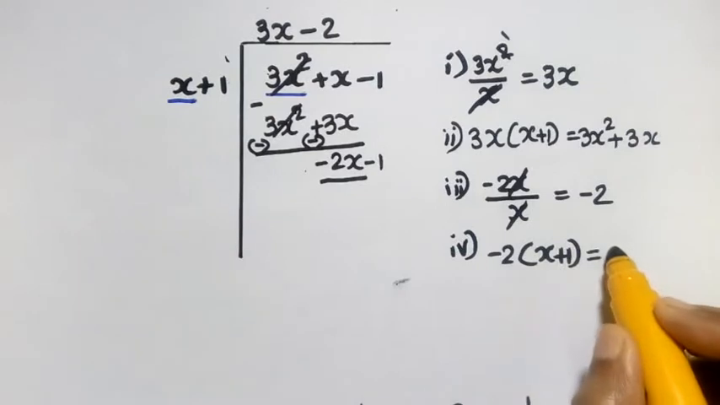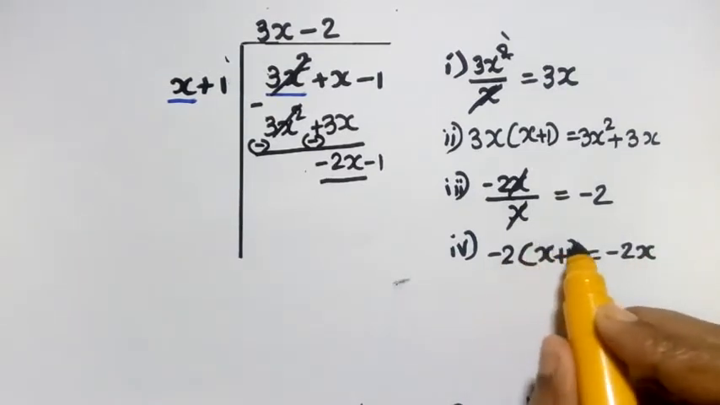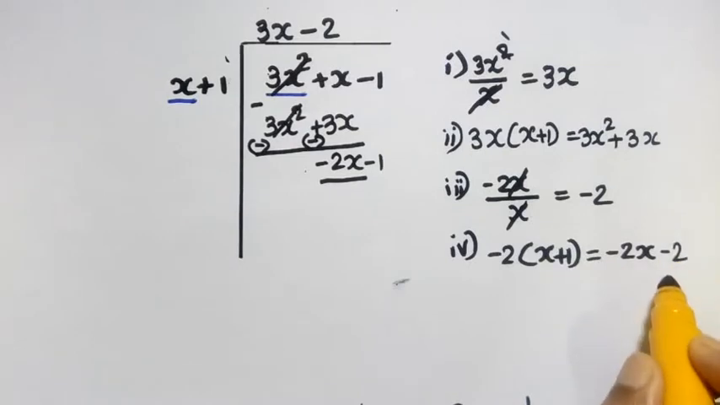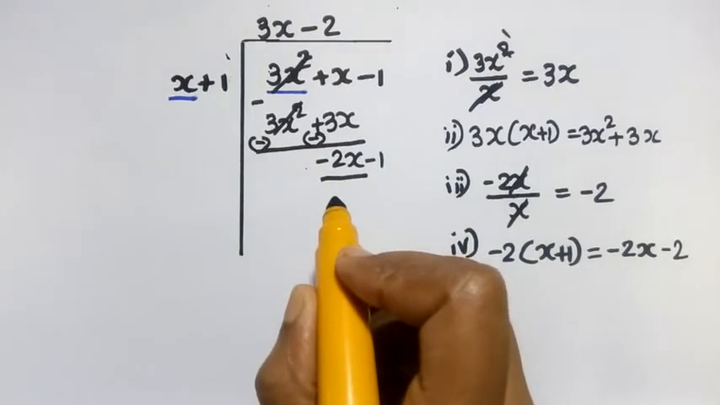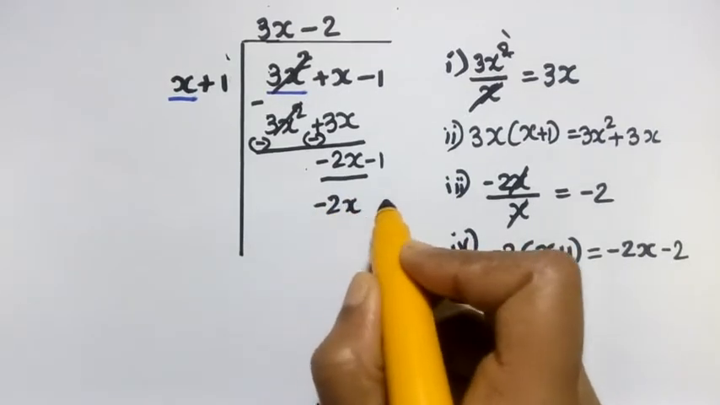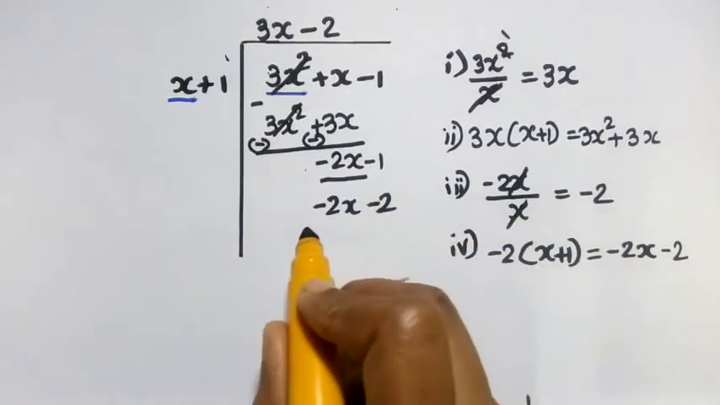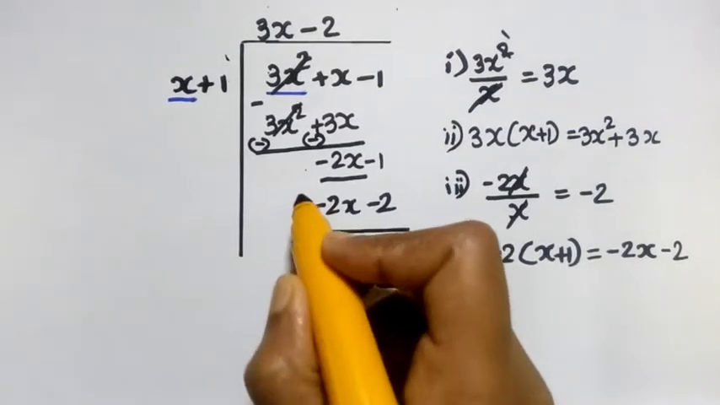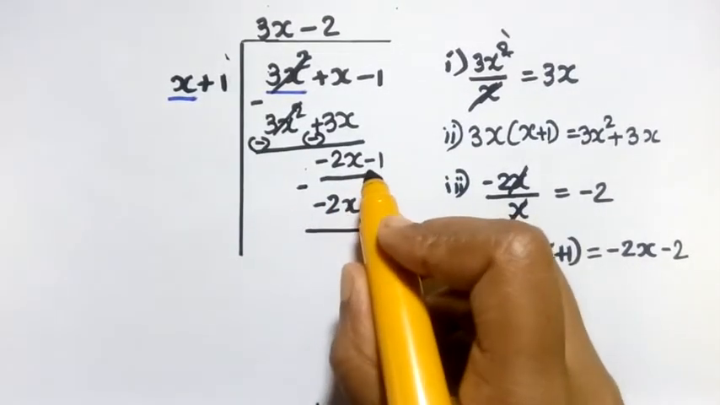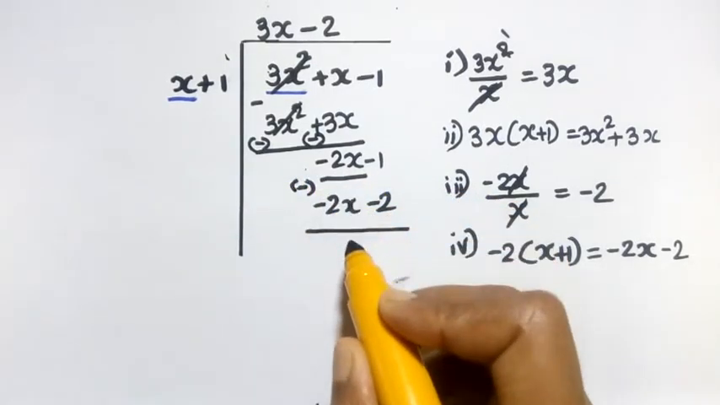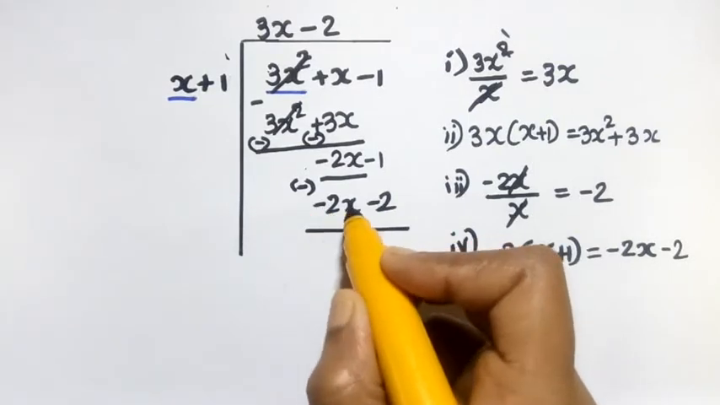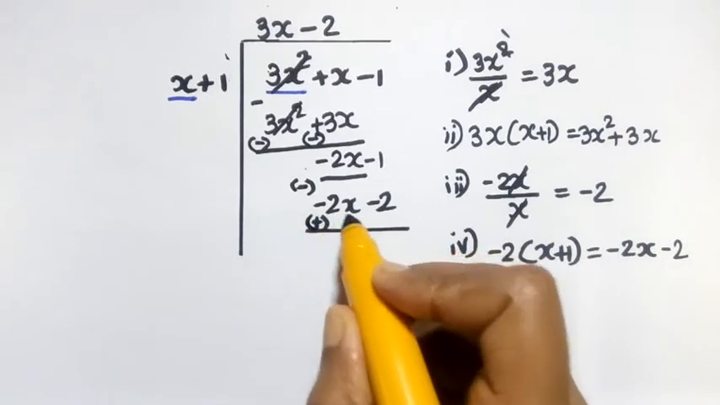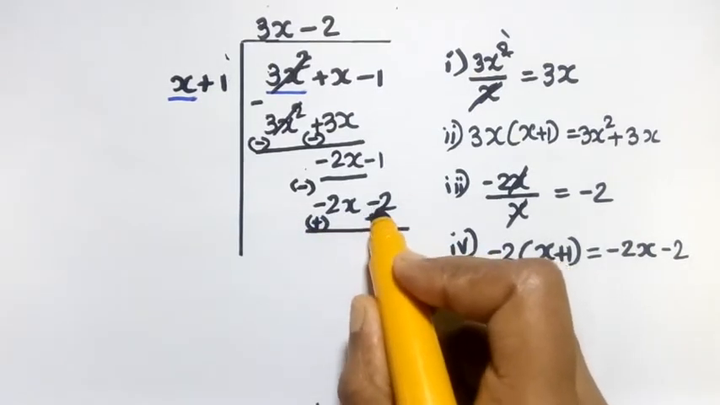So, minus 2 into x, minus 2x. Minus 2 into plus 1, minus 2. So, we got the product minus 2x minus 2. Now, we need to write this product under the new dividend. So, minus 2x minus 2 will come here. After that, we need to subtract the product from the dividend. As already told, while doing subtraction, change the sign of the second expression. So, minus 2x will change into plus 2x and this minus 2 will change into plus 2.